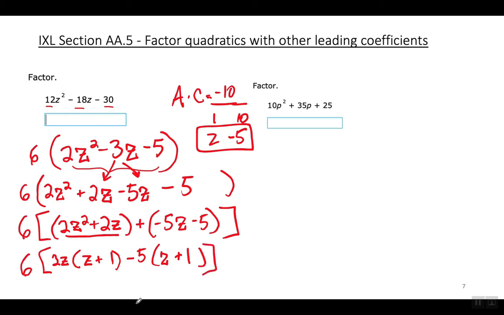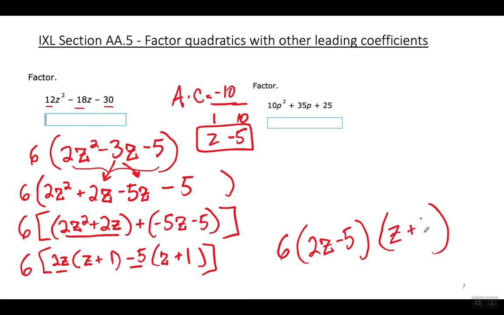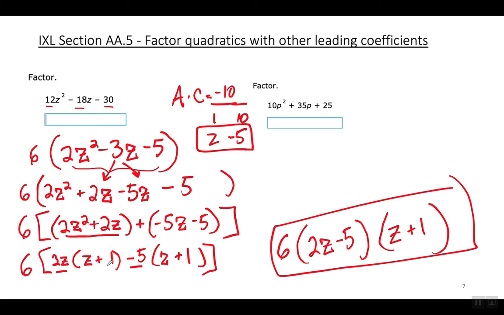Okay? Now the 6 is going to stay out here. I'm running out of space. Let me write it here. The 6 stays out here. And inside the parentheses, I'm going to put 2z minus 5. And inside the other parentheses, z plus 1. Okay, which is what's in here. All right, if that seemed like a lot, give me a second.